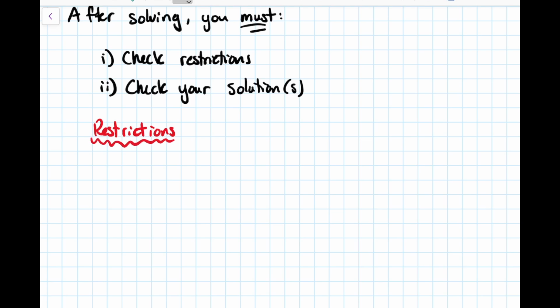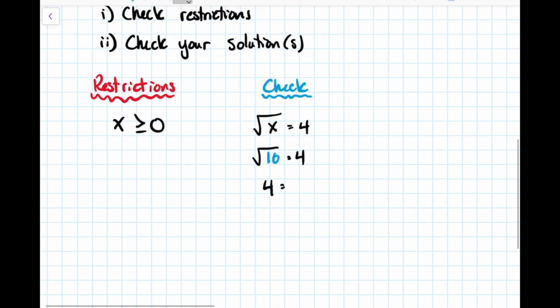So, remember, to do restrictions, we take our radicand, which in this case is just x. We set it greater than or equal to 0, and we would solve if there was any solving that needs to happen, but in this case, that's that. And our solution does work here, right? 16 is bigger than 0. And now we're going to check our solution. So we've got the square root of x equals 4. We plug in that 16, so the square root of 16 equals 4, and the square root of 16 is 4, so that's all good. 4 does equal 4. We're happy.